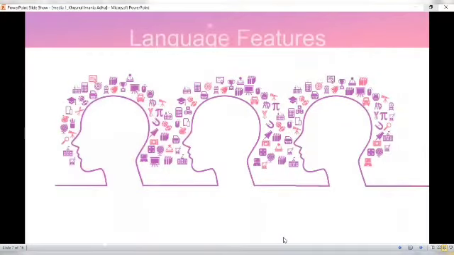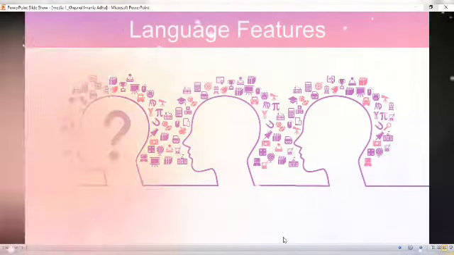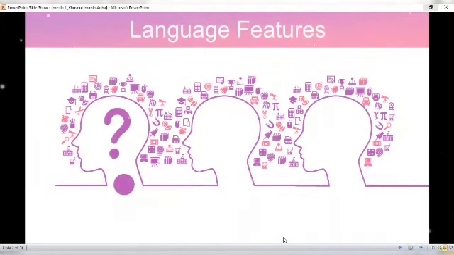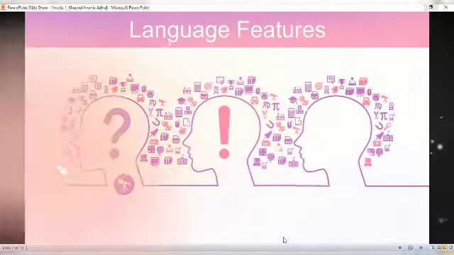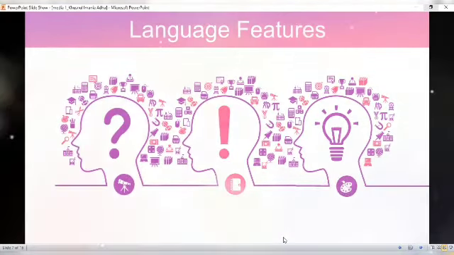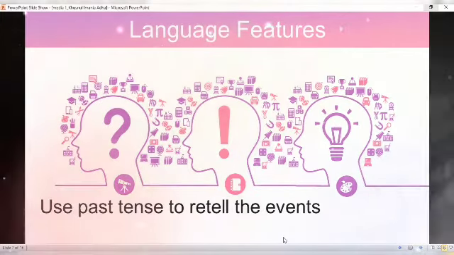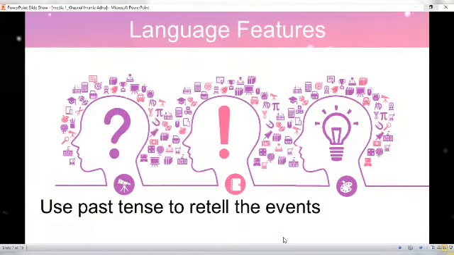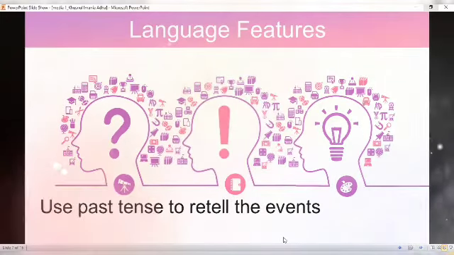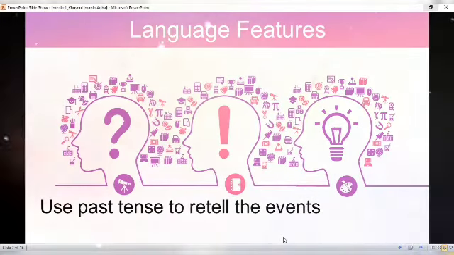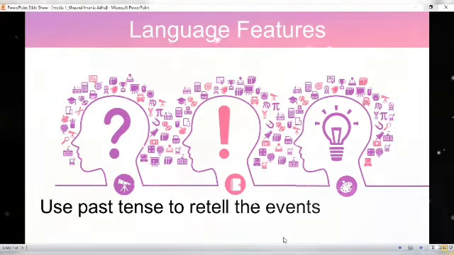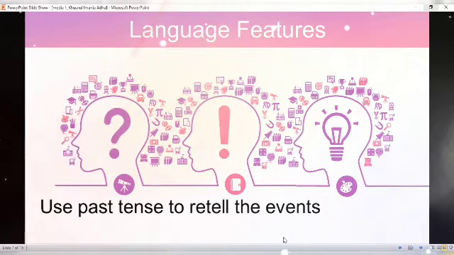Okay, next, we learn about language features. The language features of recount text are, number 1, use past tense to retell the events. Always past tense, because you retell something that happened.